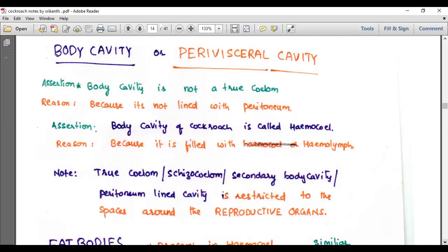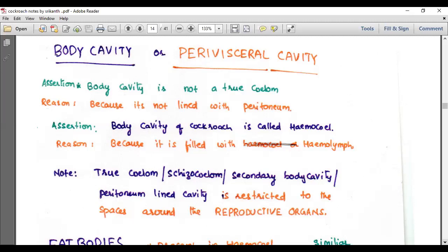Body cavity is not a true coelom, because to call a body cavity a true coelom, it should be lined with the peritoneal layers. There is no peritoneum, that's why we say the body cavity of cockroach cannot be a true coelom. And the body cavity of cockroach is called hemocoel. What is hemocoel? Blood-filled body cavity, we say hemocoel.